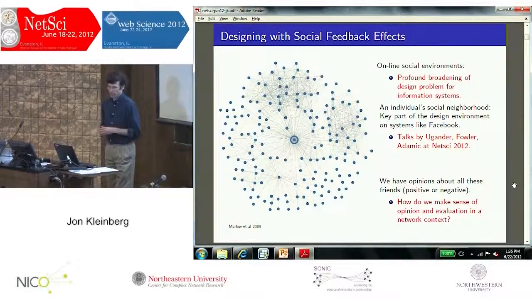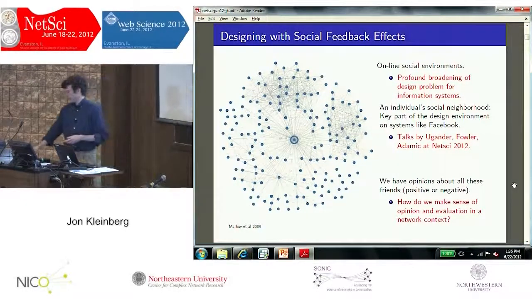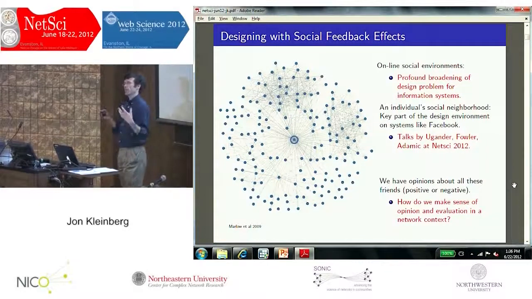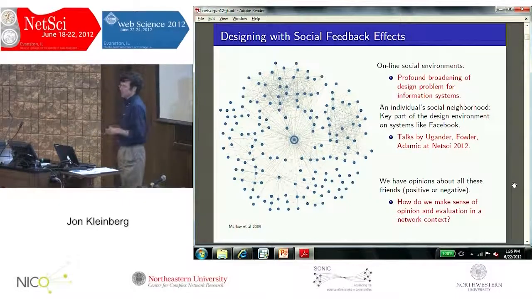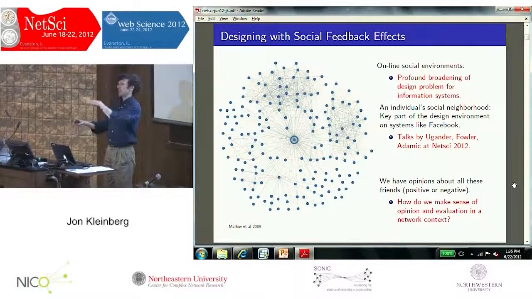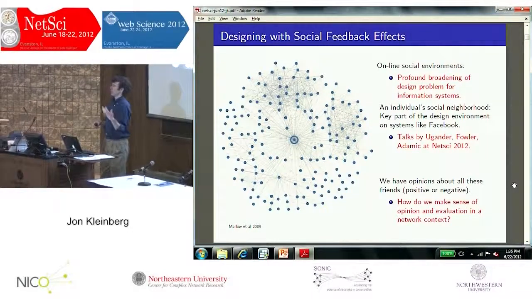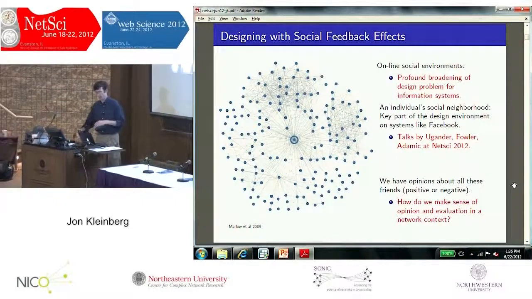Obviously, online social environments have led to this profound broadening of the design problems for information systems, right? Where we have traditionally worried about issues like computational efficiency and scalability, we now overlay the kind of social feedback effects that happen when you try to design for an audience of millions of users. And so we're seeing these simultaneous complex social feedback effects coupled with the computational effects.